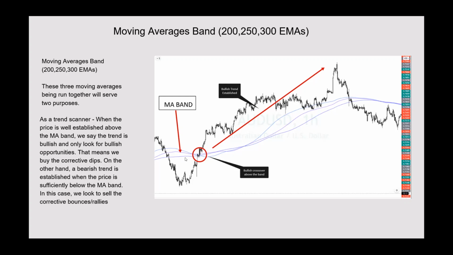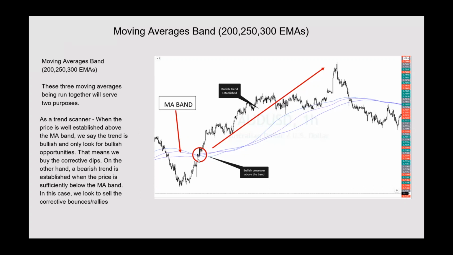This is how the moving average is going to look on the chart. This is a 1 hour chart. You see 3 different moving averages, 200, 250, 300, just with different colors. For the first use of this moving average, let's call it a moving average band, because we have 3 together. So we can call the three of them a moving average band.